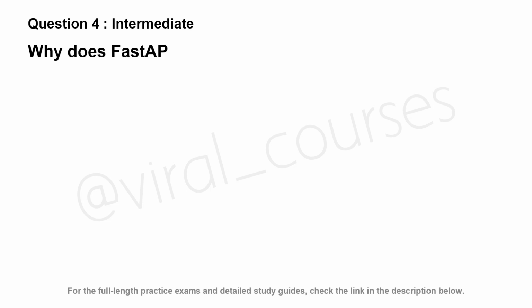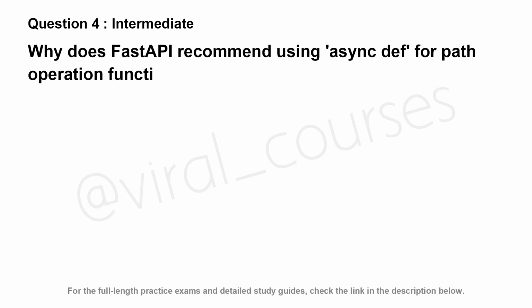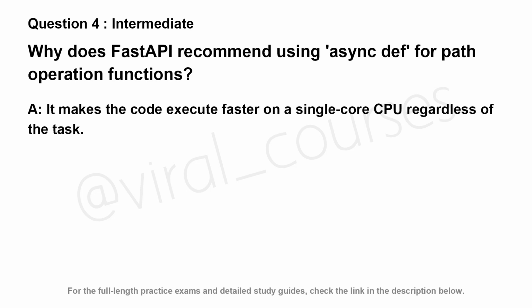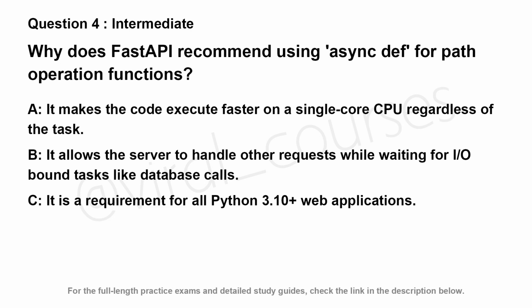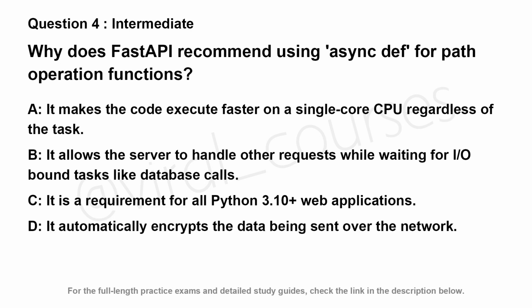Why does FastAPI recommend using async def for path operation functions? Option A. It makes the code execute faster on a single core CPU regardless of the task. Option B. It allows the server to handle other requests while waiting for I/O-bound tasks like database calls. Option C. It is a requirement for all Python 3.10 plus web applications. Option D. It automatically encrypts the data being sent over the network.